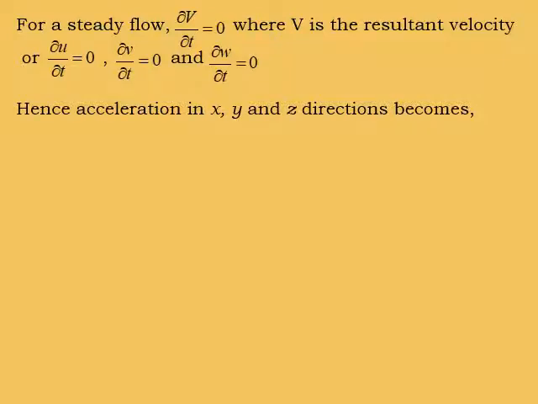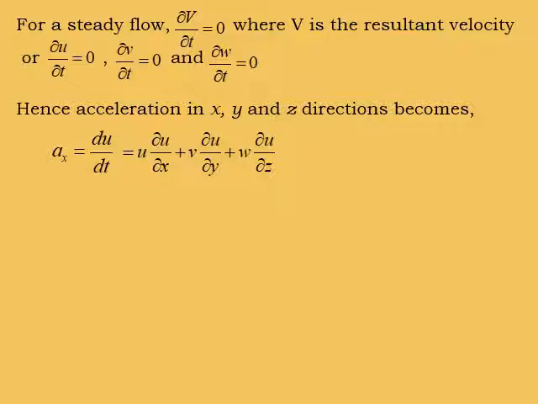Hence, acceleration in x, y and z directions becomes a of x is equals to du by dt is equals to u into dou u by dou x plus v into dou u by dou y plus w into dou u by dou z. So there is no last term, that is dou u by dou t.